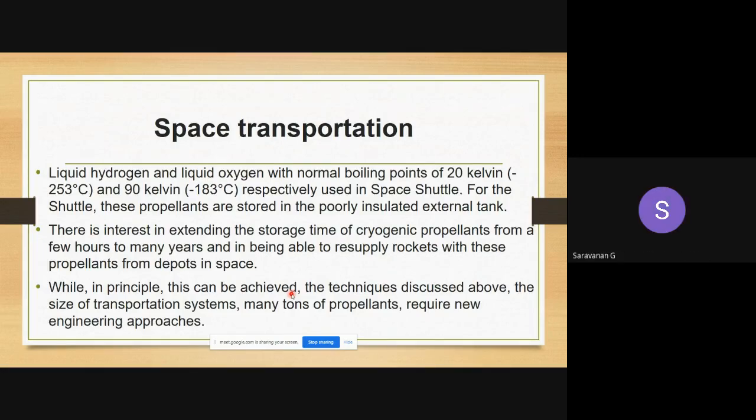Yes, sir. Do you have any doubt with respect to the space missions? No, sir. Okay. So let me continue with the next area of applications.